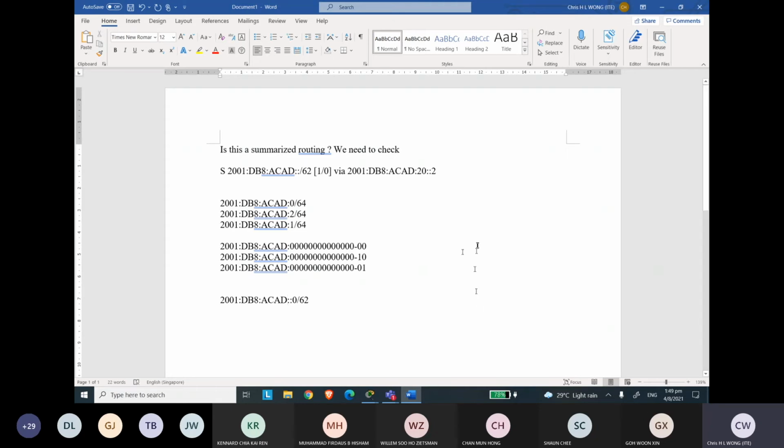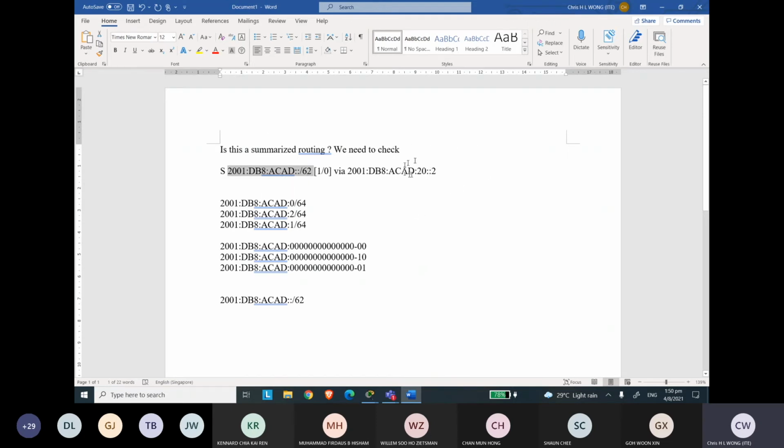So can you see that even the 0 also no need to put in at the last one, because it's all 0. Now you check whether the summarized routing that they put into the ISP router is correct. Is it the same? Ask yourself. Can you see that this one and this one are the same? So the summarized routing is correct. There's nothing wrong.